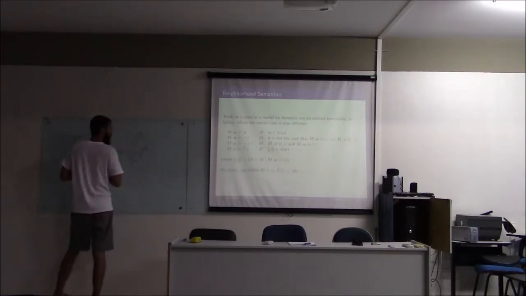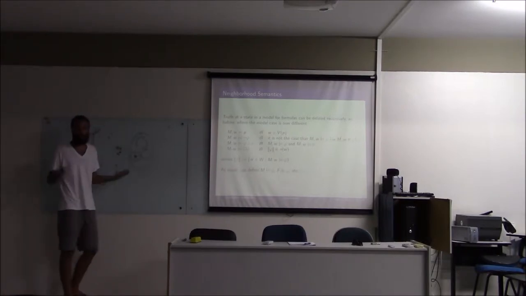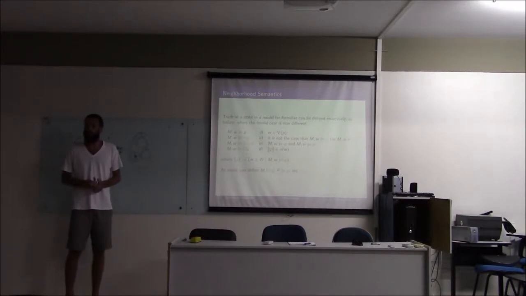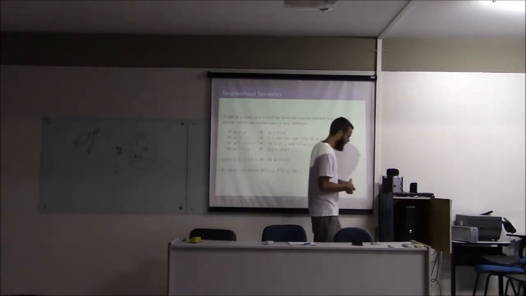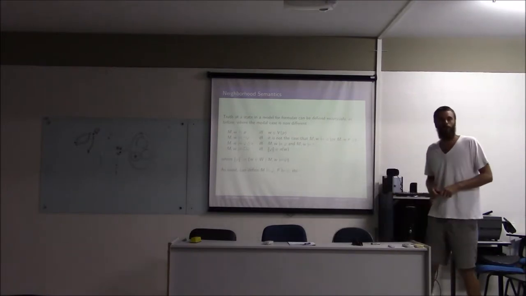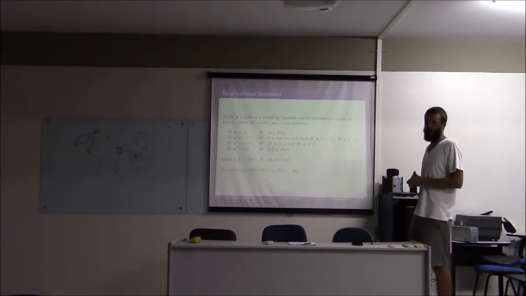So for example, if this is W, and one of these sets is the set of all states that satisfy phi, then W will satisfy box phi. This is the idea. And then all the other definitions follow as usual. We have the truth at a state, the truth in a model, the validity, etc.